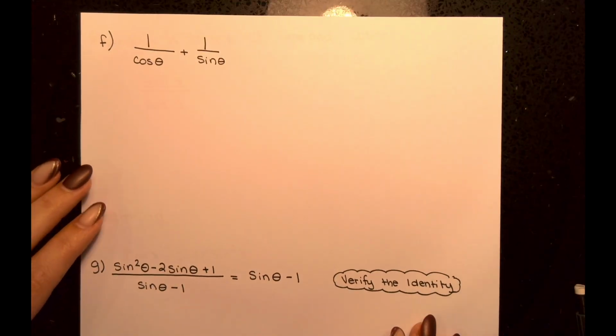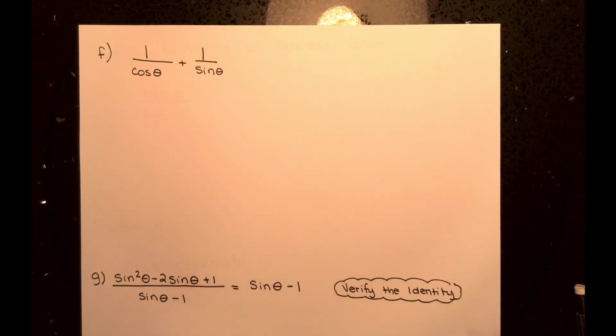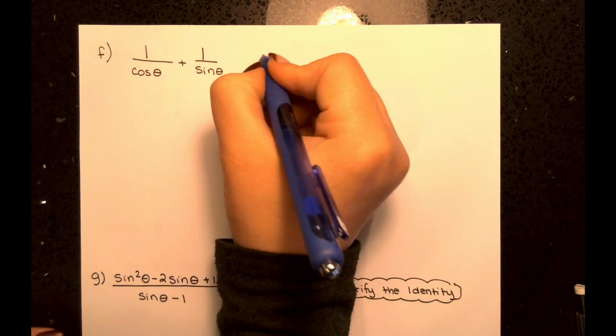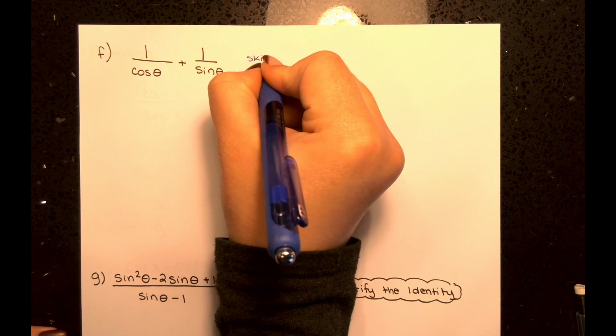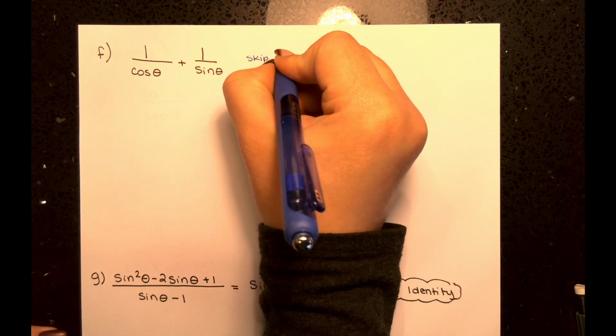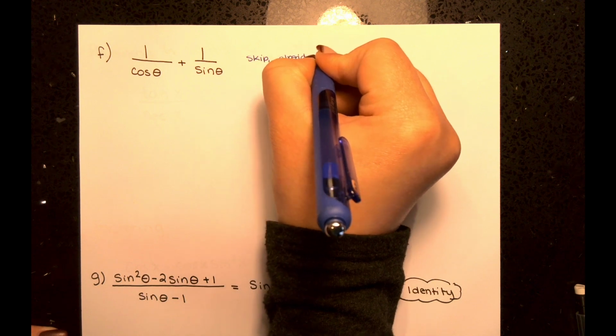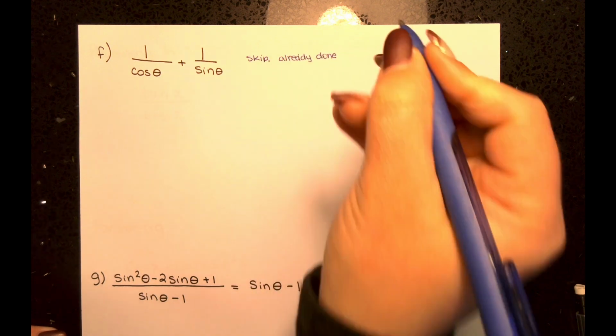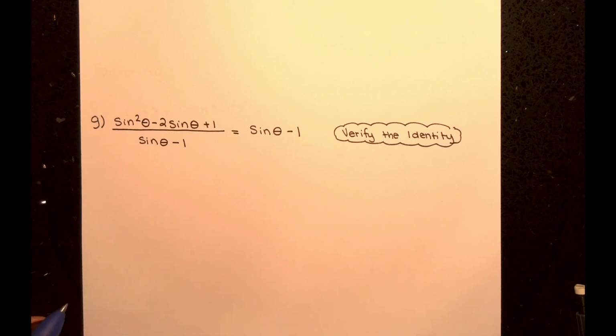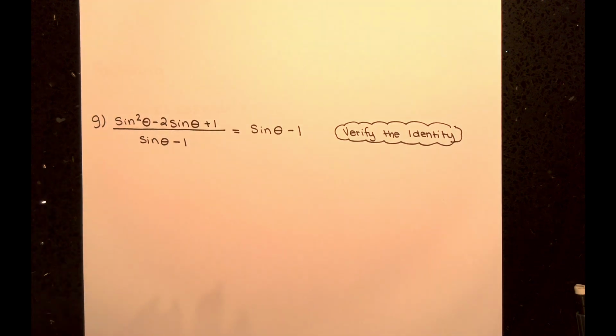All right, let's go ahead and do the next one. Again, fractions, common denominators. I do believe we did this one already as our first example. And I am correct. So we're going to skip. I think it was example 1 or 2. We already did this one. Let's move on.